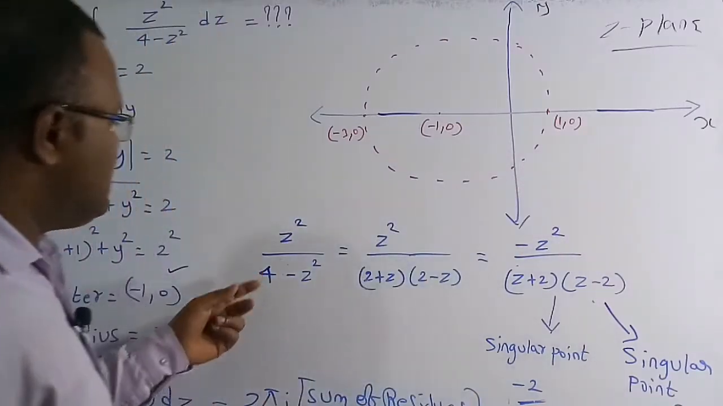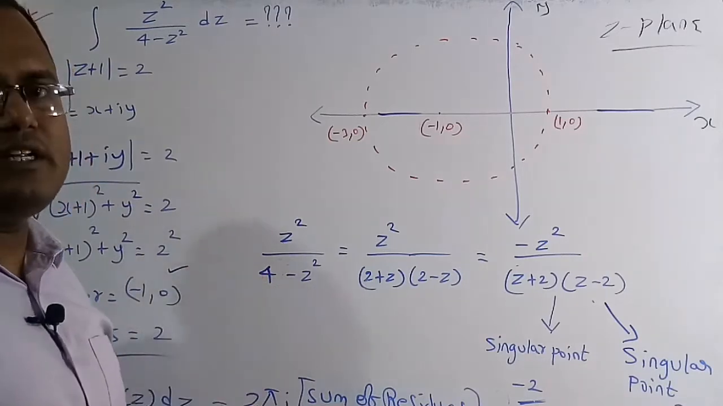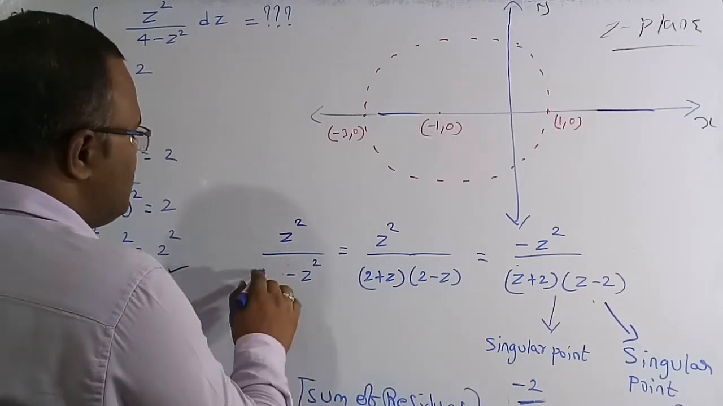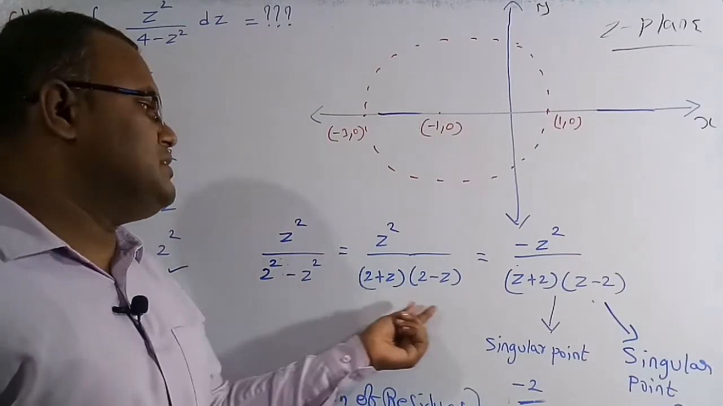So now here the function f of z, this is the function f of z, which is z square by 4 minus z square. I can write 4 as 2 square. So therefore a square minus b square is equal to a plus b into a minus b. So 2 plus z into 2 minus z.